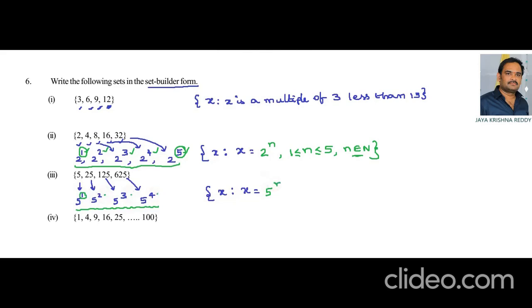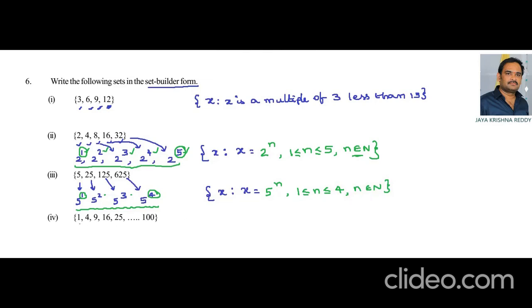So you should consider it as a variable n, and we have to mention about the n. N value starts from 1 and ends by 4. So 1 less than or equal to n less than or equal to 4, and one more condition, n belongs to natural numbers N, or n belongs to Z also we can write.